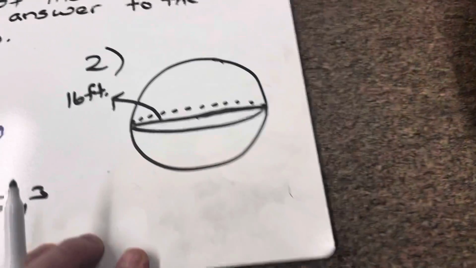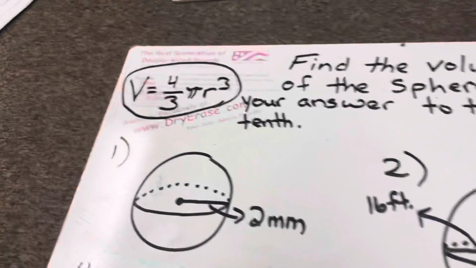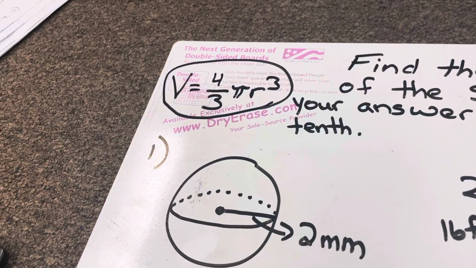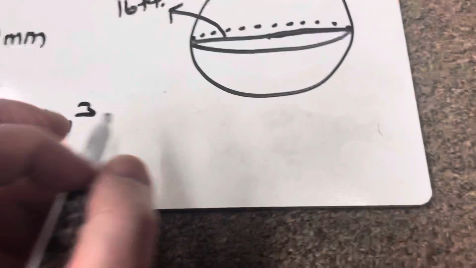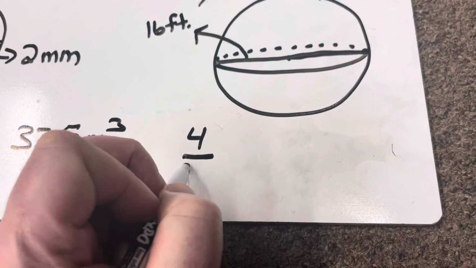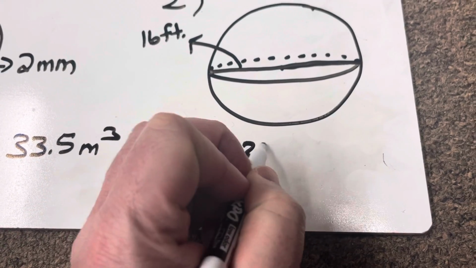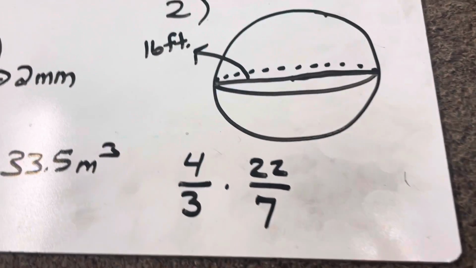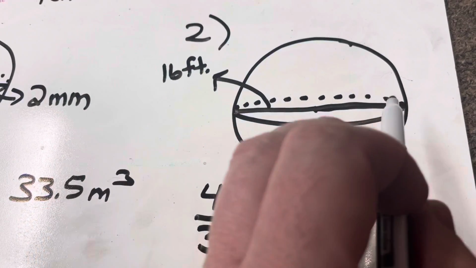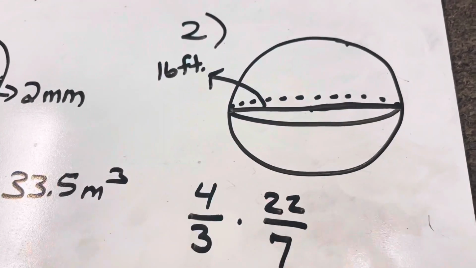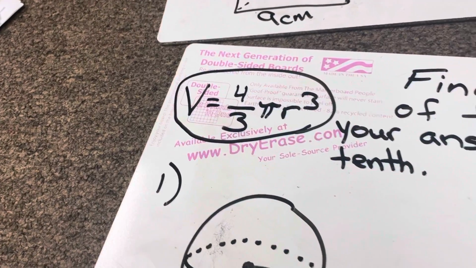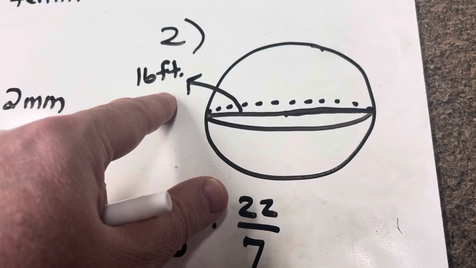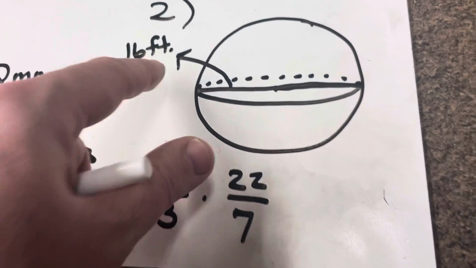All right, let's look at a second one. Same formula. Volume equals 4 over 3 times pi times r to the power of 3. Once again, we're going to use 4 over 3, and 22 over 7 for pi. 16 now is our diameter. So remember, when we know the diameter, we have to cut it in half to get the radius, because the formula calls for radius to the power of 3. 16 divided by 2 is 8, so I want to do 8 to the power of 3.